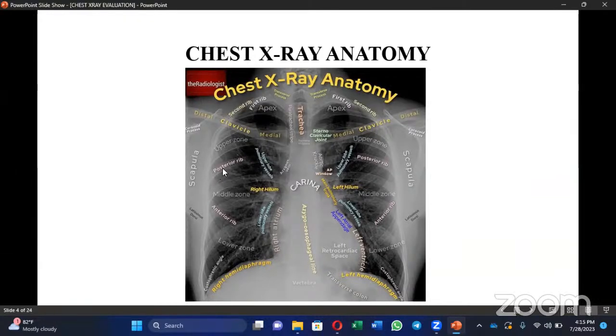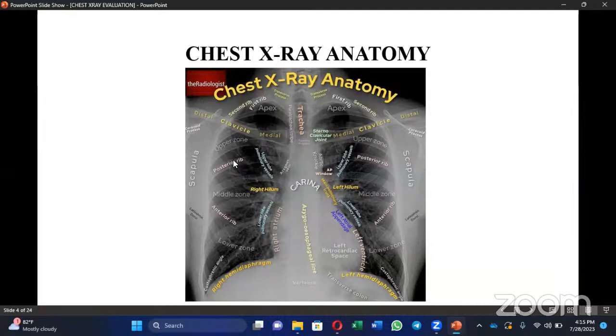The posterior ribs have more of a convex shape. And then we have the anterior ribs, which are more concave, okay? And more oblique. So it is important to differentiate between these ribs, which will help you in reading the chest radiograph.